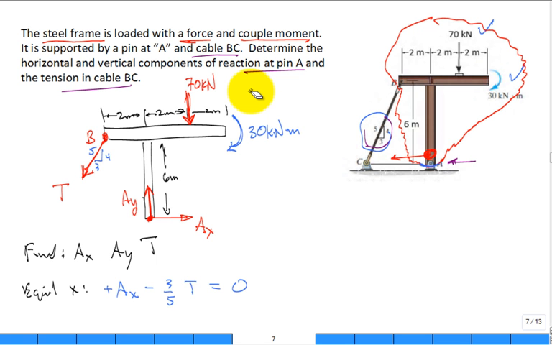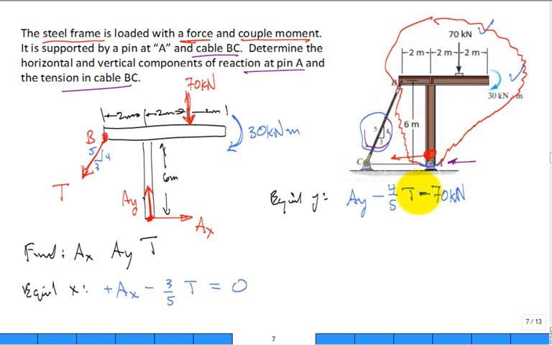All right, let's come over here and now let's get another equation. The equilibrium in the y direction. Sum of the forces in the y has to equal 0. What's that equation look like? Well, we're going to have positive AY acting upward. We're going to have tension acting downward with the 4/5 component of it. And we're going to have the 70 kilonewton downward.